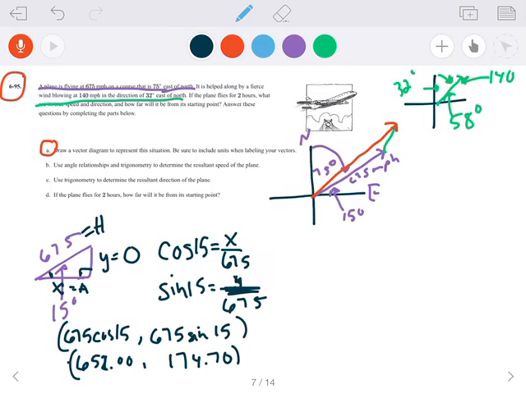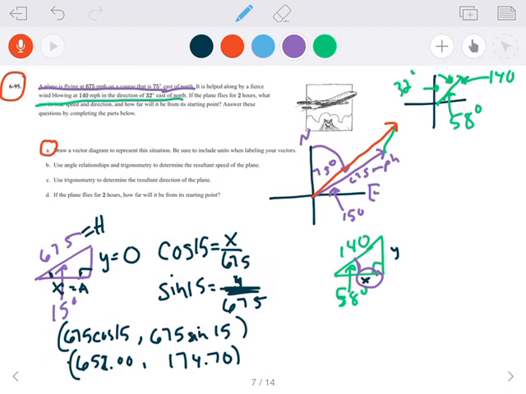The same is going to be true for our wind vector, also in quadrant 1. So if we sketch that one, we have a hypotenuse of 140 and an angle of 58 degrees, and also a right triangle. We're also trying to find an x value and a y value. So we're going to use the same exact method, just a different angle measure. Instead of using 15 degrees and 675 as the hypotenuse, we're going to use 58 degrees and 140 as the hypotenuse.